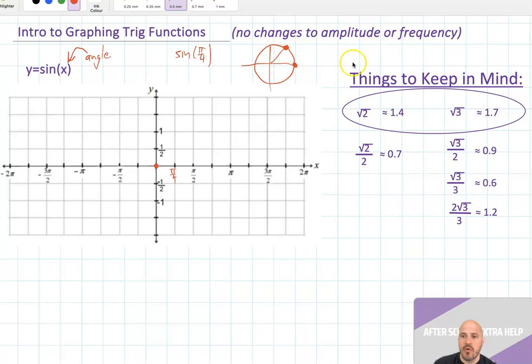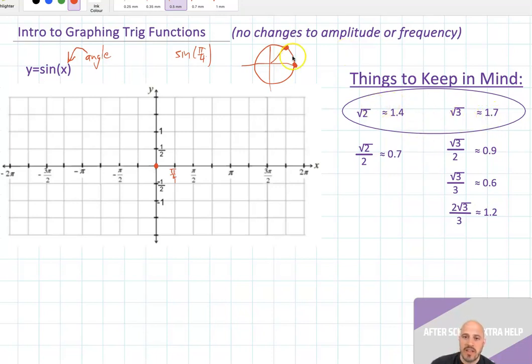One thing I wrote over here, things to keep in mind for all these questions that we're going to do, and we'll do the reciprocal functions and tangent also: knowing the square root of 2 is about 1.4 and that the square root of 3 is about 1.7 can really help us plot a little faster. The square root of 3 almost makes sense, right? If the square root of 4 is 2, well, the square root of 3 is going to be a little less. That's at least the way I think of it.